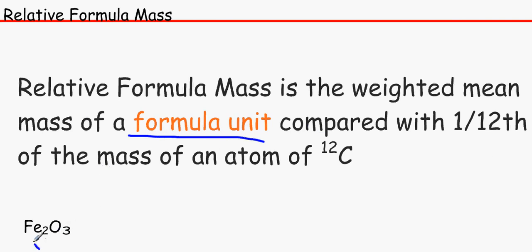And to do that, look in the periodic table, find out what the atomic mass of iron is, and times that by 2 by the way, and find the atomic mass of oxygen, times it by 3, and you get your answer. And that is it for atomic mass.